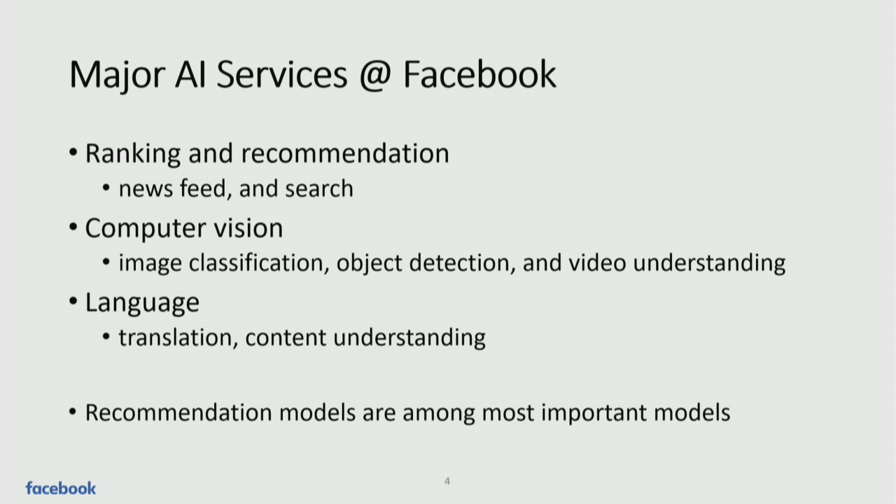There is ranking and recommendation, which basically are personalization services used in newsfeed and search. There is computer vision, which includes image classification, object detection, video content understanding, and language models, which include translation and content understanding. One thing to note is that among all of those systems, the personalization recommendation models are among the most important models. They're used really, really heavily. So our co-design for the next generation training platform focused on those models.